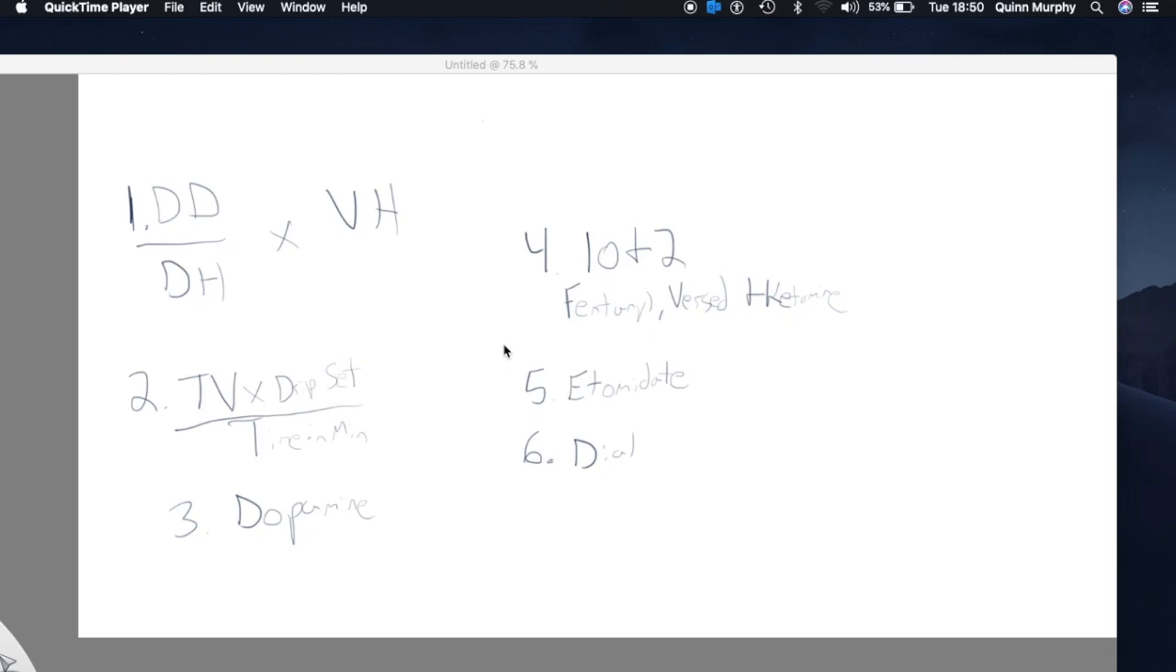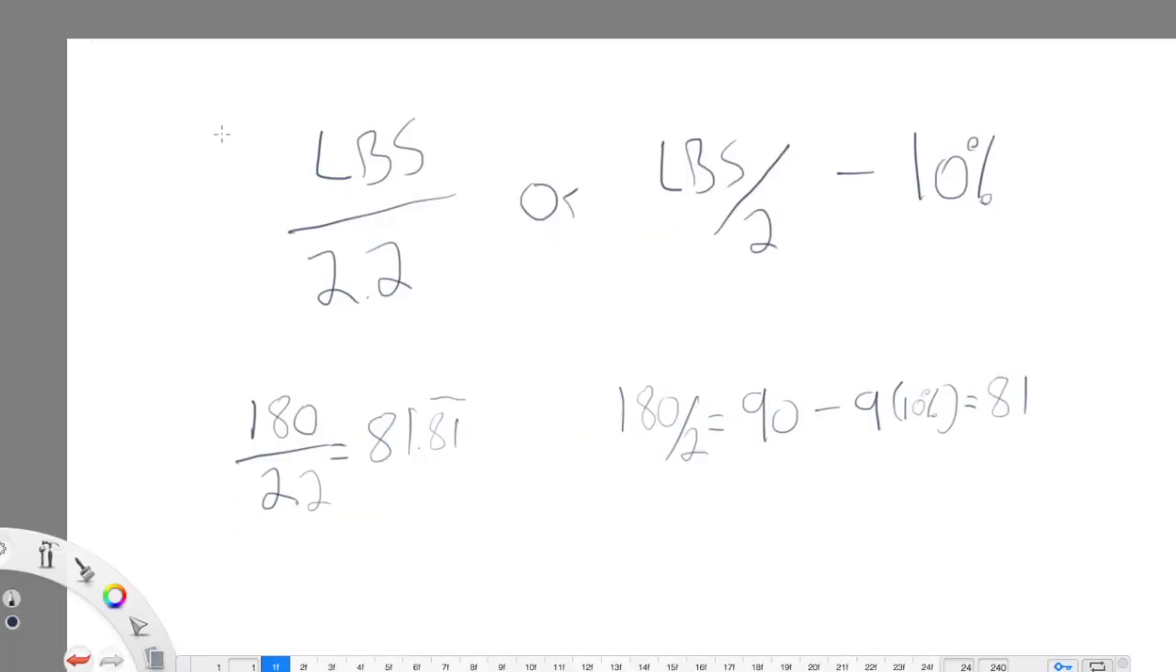But before we get into any of that, I'm going to review how to convert pounds to kilograms. Now we're going to discuss converting pounds to kilograms. We have two methods here. The exact precise method is to take your patient weight in pounds and divide that by 2.2. You can use a calculator on the rig phone to do that. Or the more quick mental math method is to divide their weight in pounds by 2 and subtract 10%.